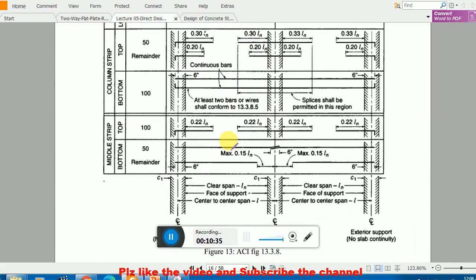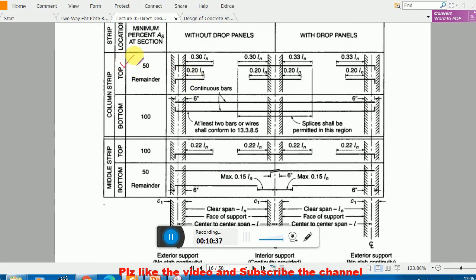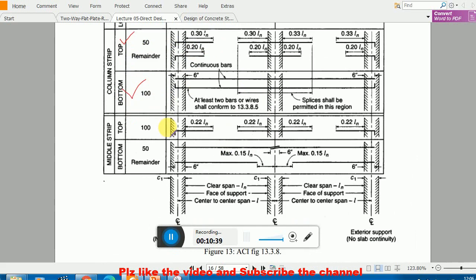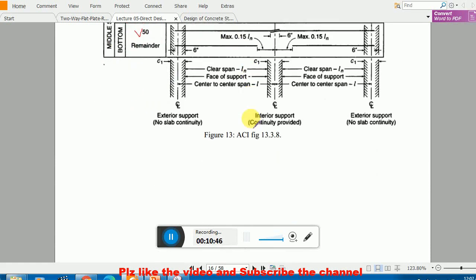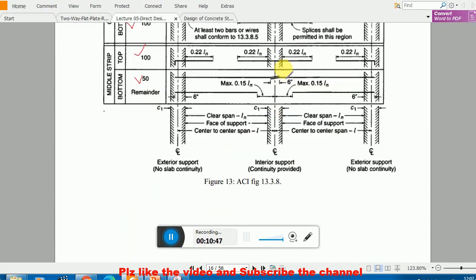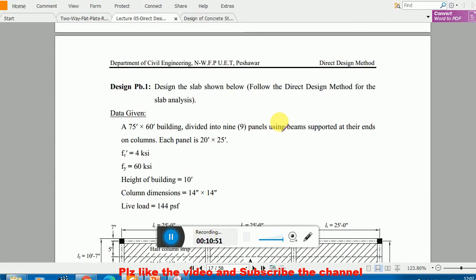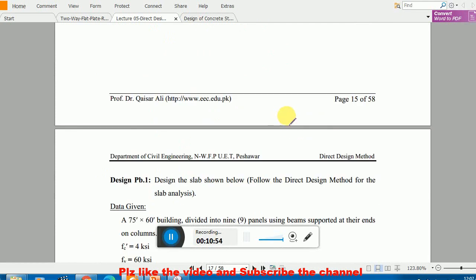in the case of a flat slab system you have to use these coefficients. These are for top and these are for bottom. In column strip and middle strip, the top bars will be this one and the bottom bars will be this one. So this is important, where you have to provide the lap. And next, this is the example. So let's start the example.